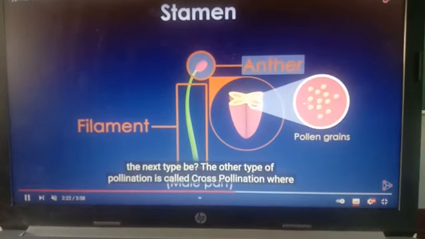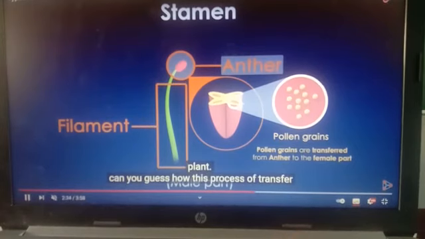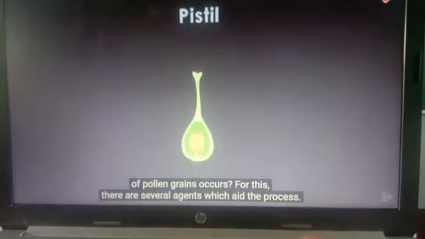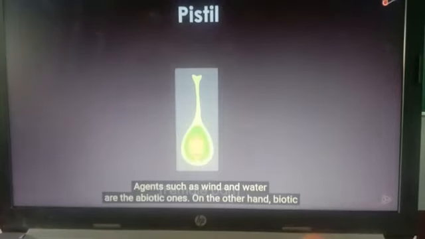See, this is the structure of a pollen grain that is found inside the anther. These are the pollen sacs that are present inside the anther. Pollen grains are transferred from the anther to the female part. This process is known as pollination. Okay, this is the structure of the pistil, that is the female reproductive part.